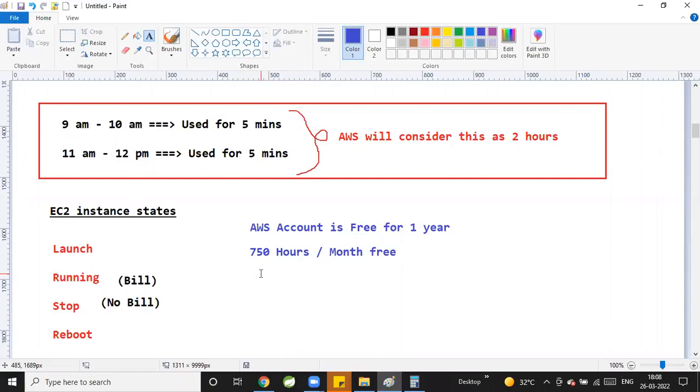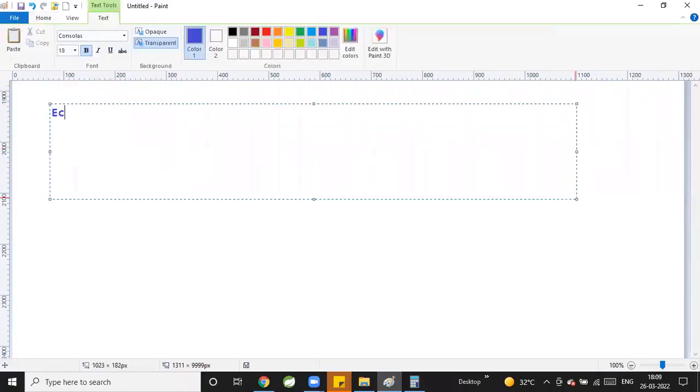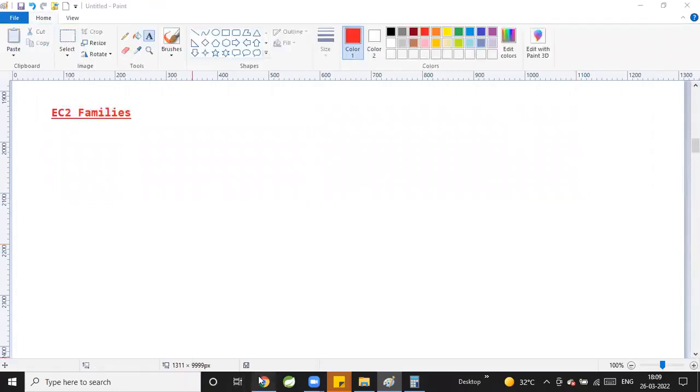Okay. Now EC2 families. We need to talk about EC2 families. Just now we have seen T2.nano, T2.micro, T2.small, T2.medium, T2.large, T2.xlarge. Like that, there are several EC2 families available. EC2 instance types we understood, instance states we understood. Now we need to understand about EC2 families. Is there only one family or multiple families available in EC2? There are multiple families available in EC2.